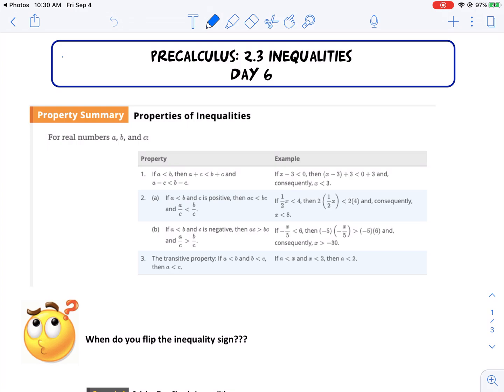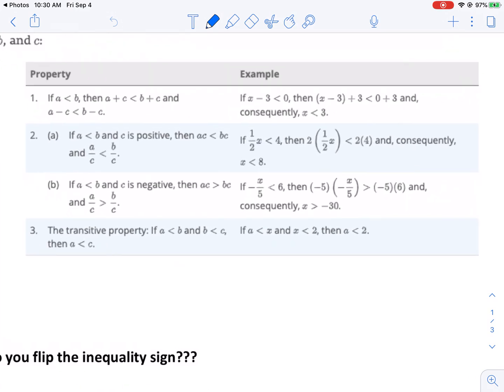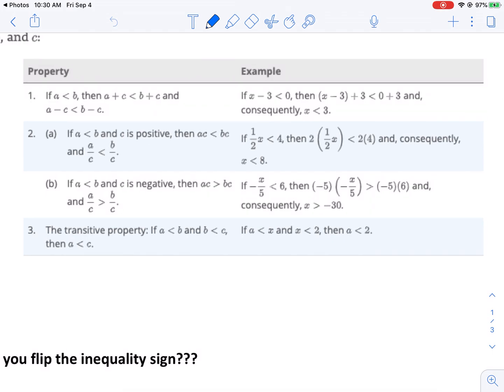A couple properties for us to know and review quickly. Property 1, if A is less than B, then A plus C is less than B plus C. So in other words, if I add a constant to both sides, it's still a true statement. Same thing if I subtract a constant from both sides, the left side is still less than the right side. So a quick example, if x minus 3 is less than 0, then if you add 3 to both sides, it's still the same problem.